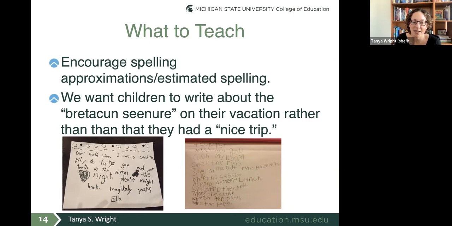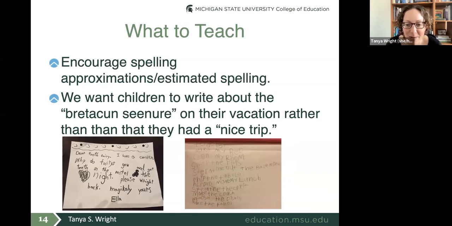Okay, and so of course I couldn't resist sharing some adorableness here. The first one says, "Dear Tooth Fairy, I have a question, Queshtin. Why do fairies go and get teeth in the middle of the night? Please write back, magically yours, Ella." And that Wright is, of course, because Ella is my daughter, and that's how she thought Wright should be spelled, because it was her name.